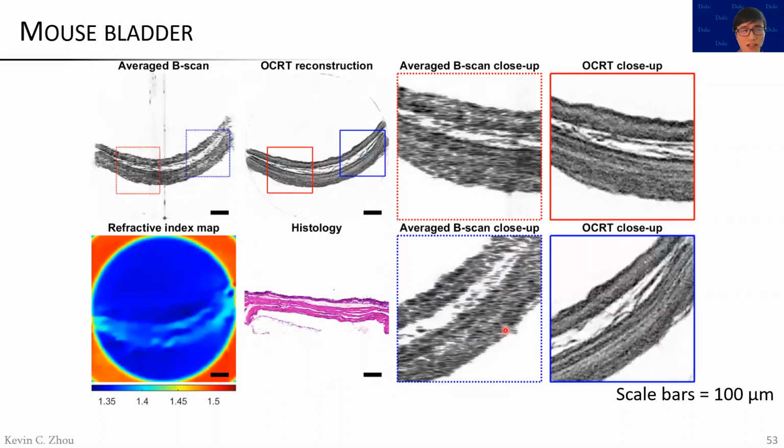We also imaged this distended mouse bladder wall. The slide is in the same format as the previous slide, and we can see a significant improvement of OCRT over OCT. In particular, we can see the smooth muscle layers nicely in the OCRT reconstruction, but we can't really see them that well in conventional OCT. And in the lamina propria, we see some finer connective tissue structures that we don't see in the conventional OCT.